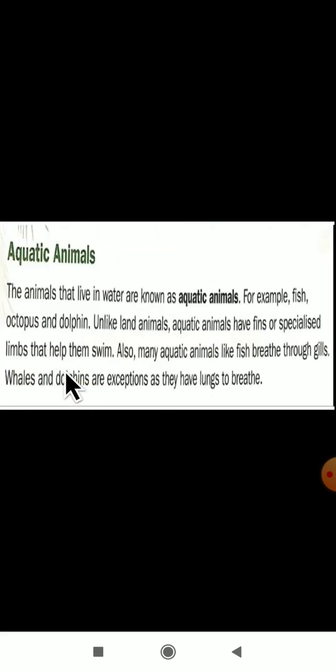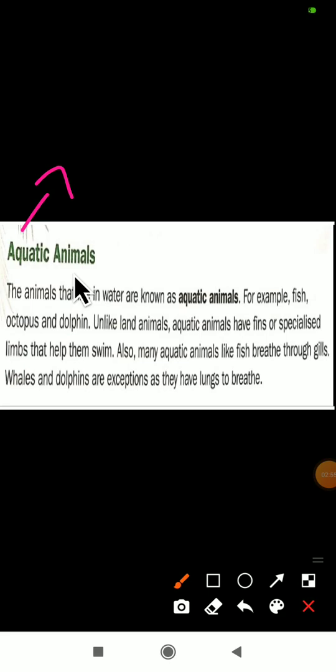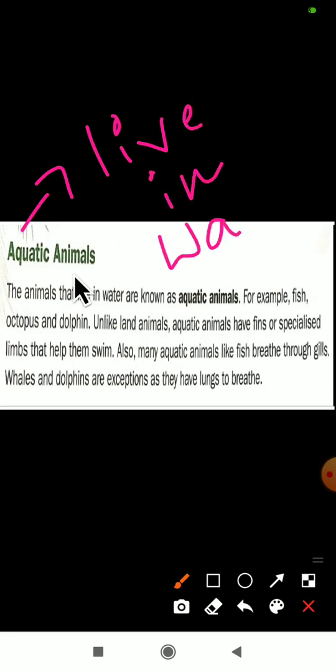Today in this video class, let us see the next concept, that is aquatic animals. Can you tell me what is the meaning of aquatic? The animals which live in water. Aquatic animals, where will they live? They will live in water. Remember, the animals which live in water are known as aquatic animals. Dear students, you have to remember very carefully what aquatic animals and terrestrial animals are, the definitions and their examples. So the animals that live in water are known as aquatic animals.